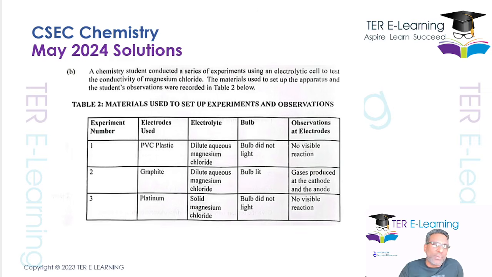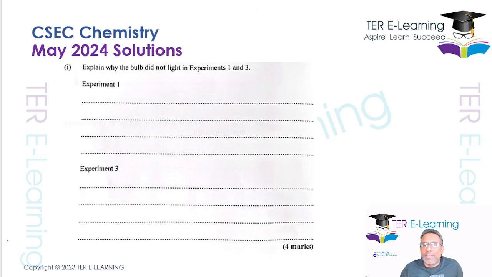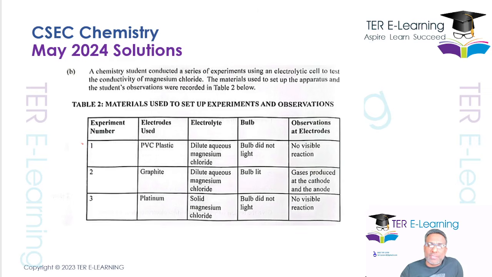All right, let's see what they want here, right? So this question here is with 4 marks and there are lots of lines, so we have to explain certain things, right? Explain why the bulb did not light in experiments 1 and experiment 3. So let's look at experiment 1 here. So in experiment 1, right, what do we have? We have PVC plastic, right? We have PVC plastic. We have dilute aqueous magnesium chloride. And the bulb doesn't light, but that makes sense, right?